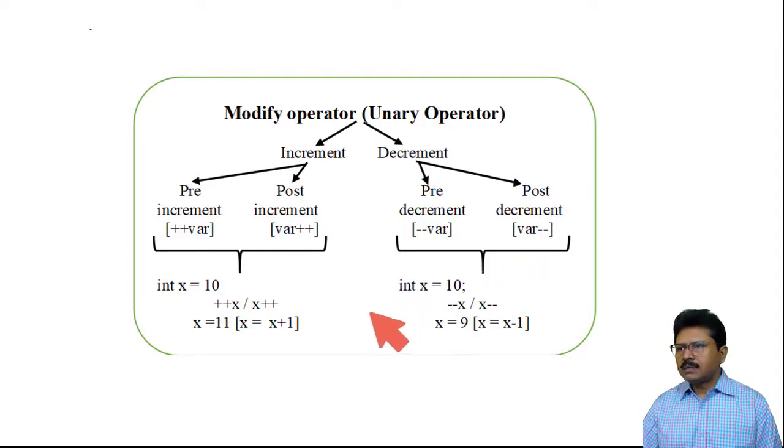Say for example, x is the variable and the value of x is 10. As an example of pre-increment and post-increment, it can be written as ++x or x++. In both cases x will be equal to x plus 1, meaning the value of x will be incremented by 1. So after execution of ++x or x++, the value of x will be 11.